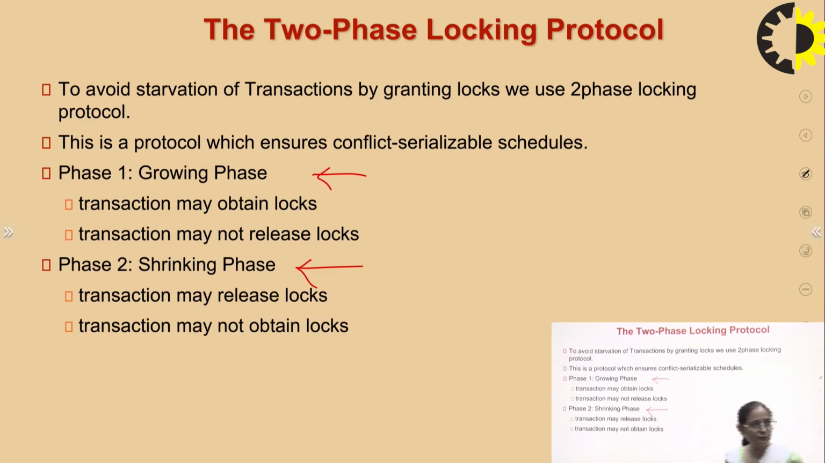In the growing phase, what is happening? The transactions may obtain locks, but may not release locks. In phase 2, that is, once the shrinking phase starts, we start releasing the locks, but once we have started releasing the locks, the transactions cannot obtain locks. That is, they cannot make further requests for locking a data item.